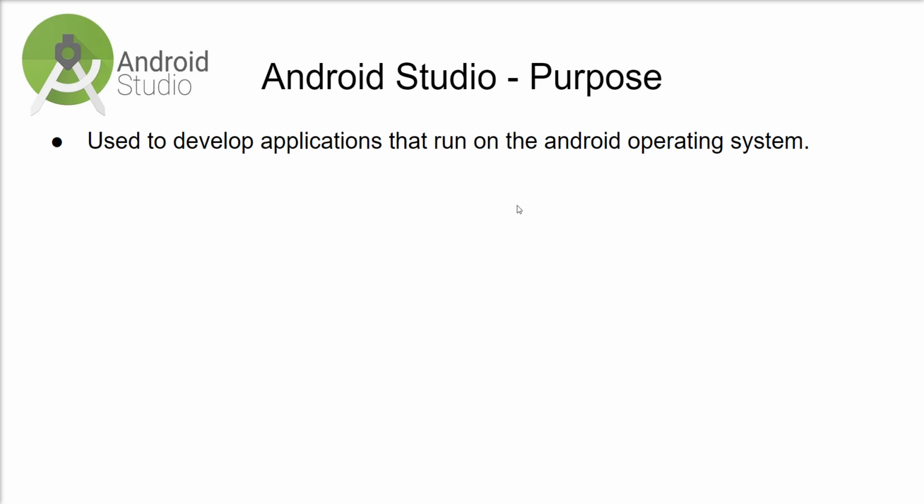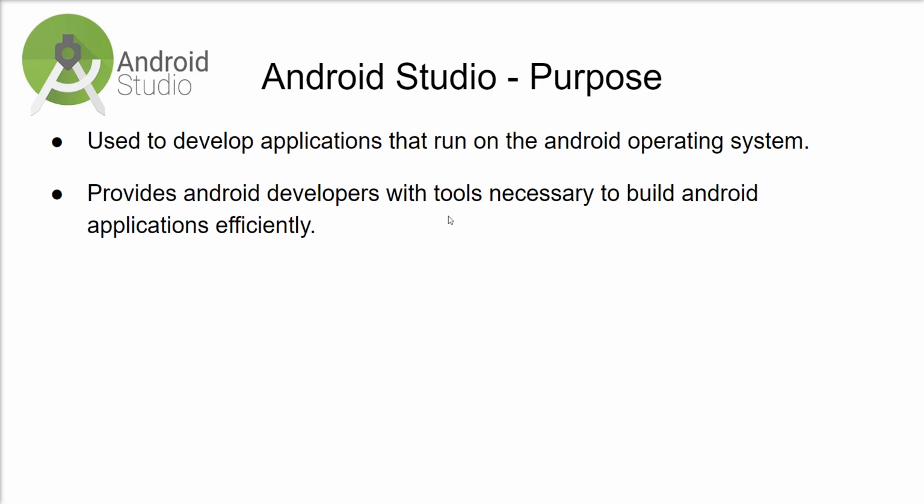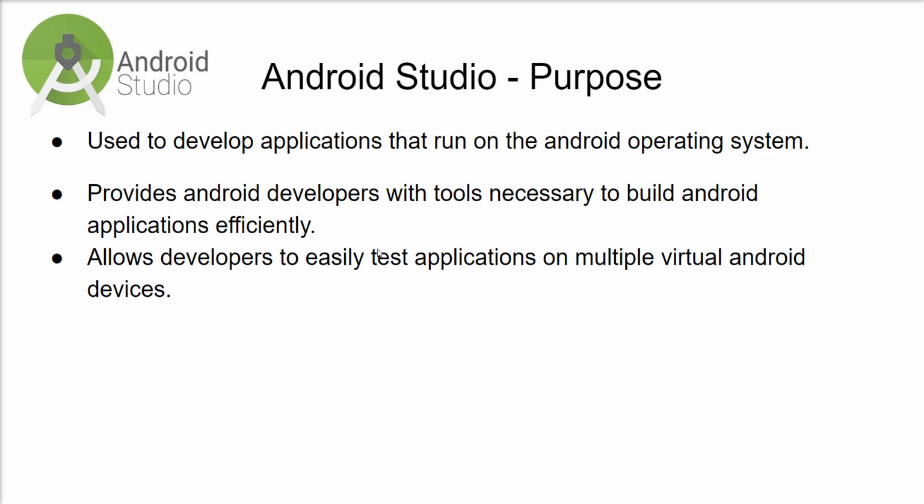So as I said before, we're going to be using Android Studio to show how to use the Code and Fix SDLC. Now, what is the purpose of Android Studio? Well, it's used to develop applications that run on the Android operating system, such as a Samsung phone or any other Android phone. It provides Android developers with the tools necessary to build Android applications efficiently, and it allows developers to easily test applications on multiple virtual devices.